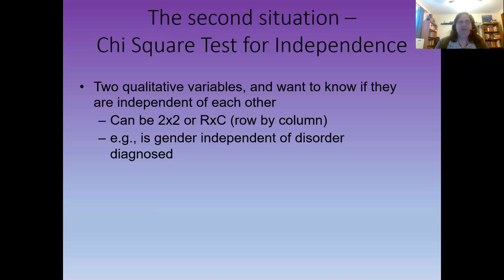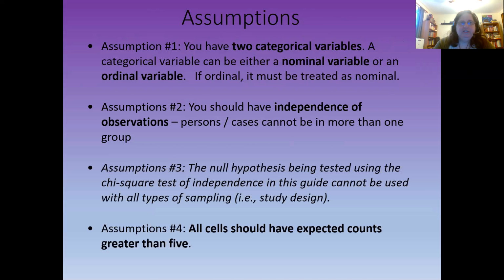So that was our layered. Now here's our second situation, the chi-square test for independence. The 2 qualitative variables, remember? 2 this time, and you want to know if they're independent of each other. And this can be a 2 by 2, a 3 by 4, a 5 by 6, anything you like there, just as long as you only have 2 variables. And we talked about the example of is gender independent of disorder diagnosed.